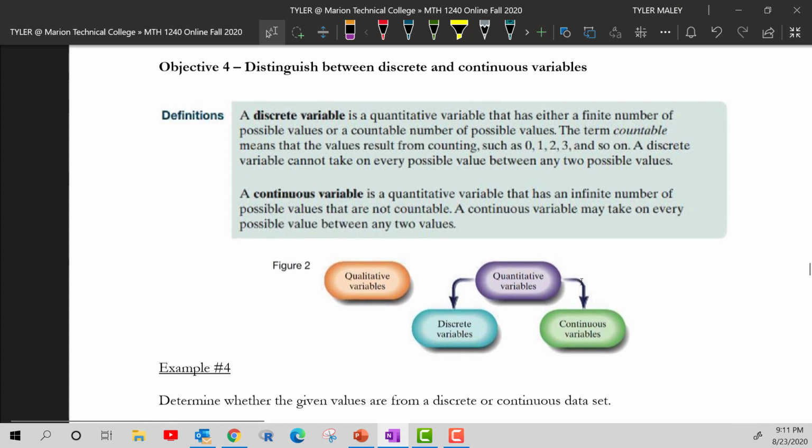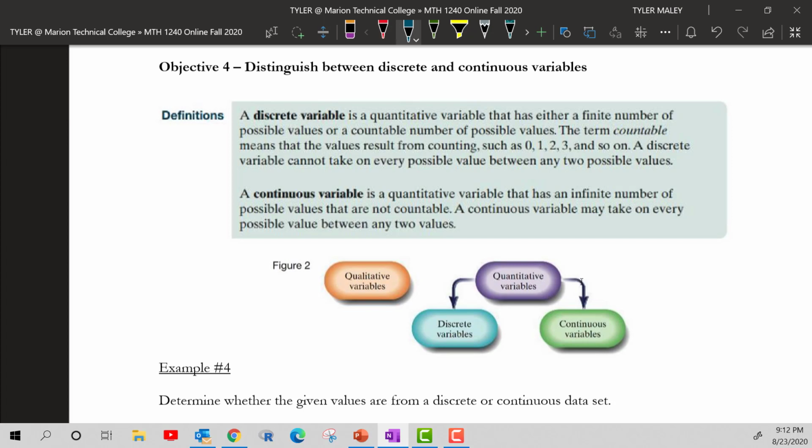All right, so objective 4 is to distinguish between discrete and continuous variables. So we have here a discrete variable as a quantitative variable that either has a finite number of possible values or a countable number of possible values. The term countable means that the values result from counting, such as 0, 1, 2, 3, and so on. A discrete variable cannot take on every possible value between any two possible values, right?